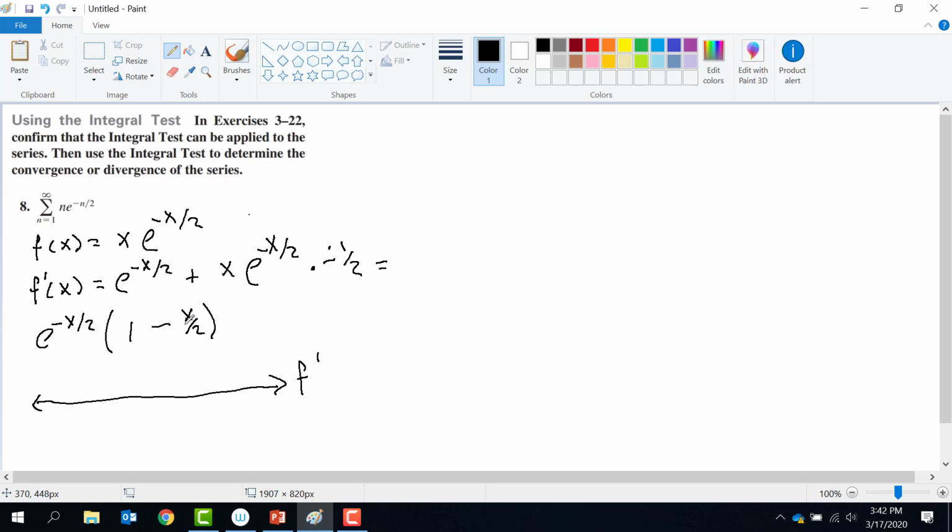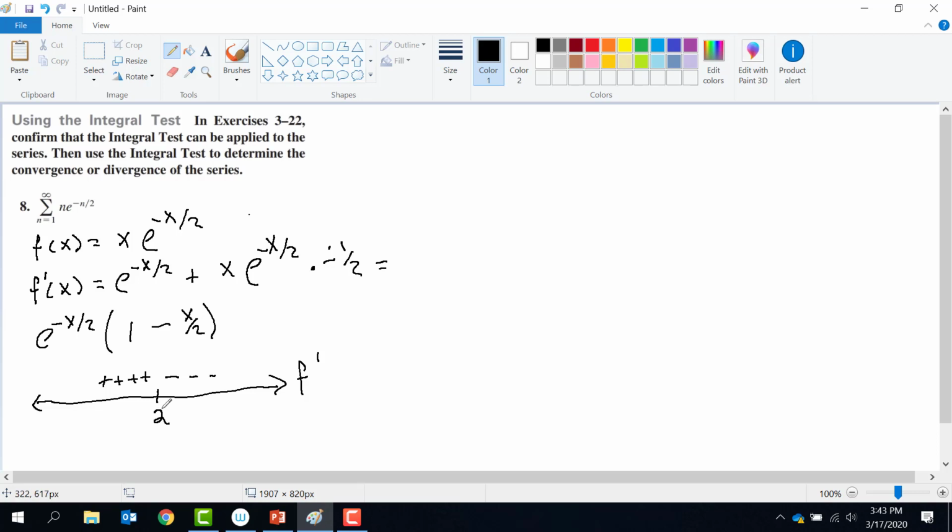And so if I want 1 minus x over 2 to be 0, I have to put in 2 for x. You could set that equal to 0 and solve, or you can just look at it. 2 over 2 is 1. 1 minus 1 is 0. This is just a line. This is the only place that it's 0. It's a line that goes down. So to the left, it's positive, and to the right, it is negative. So that means that this function is decreasing after 2.